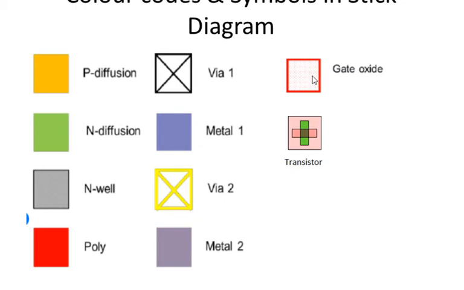This is the gate oxide layer, and this is an example of a transistor. This is a PMOS transistor. This is P diffusion and this is polysilicon. So this forms a PMOS transistor.